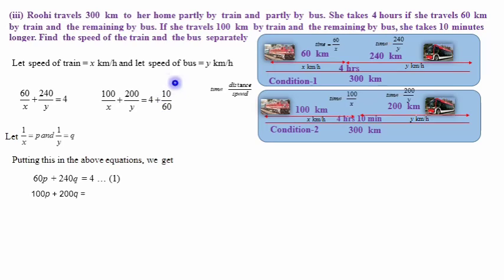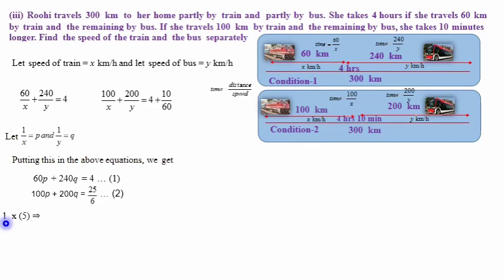Here, how did we get 10 by 60? Actually it is 4 hours 10 minutes. This 10 minutes we have to convert into hours, because hours and minutes cannot be added. So 10 minutes converted into hours is 10 divided by 60. After calculating 10 by 60 plus 4, we get 25 by 6. Label it as equation number 2.